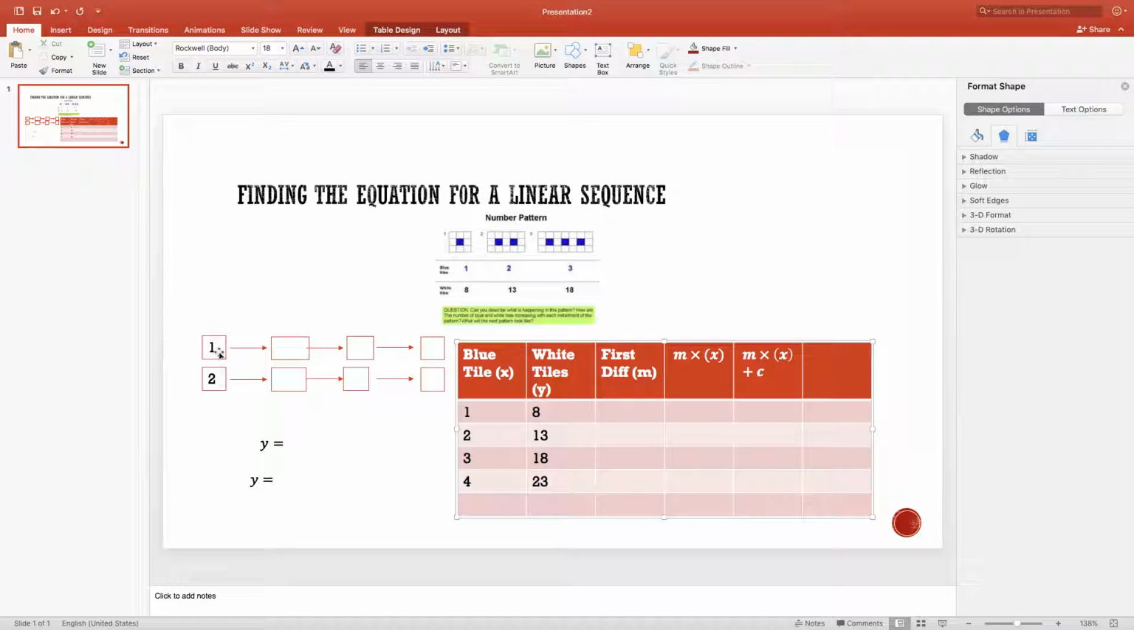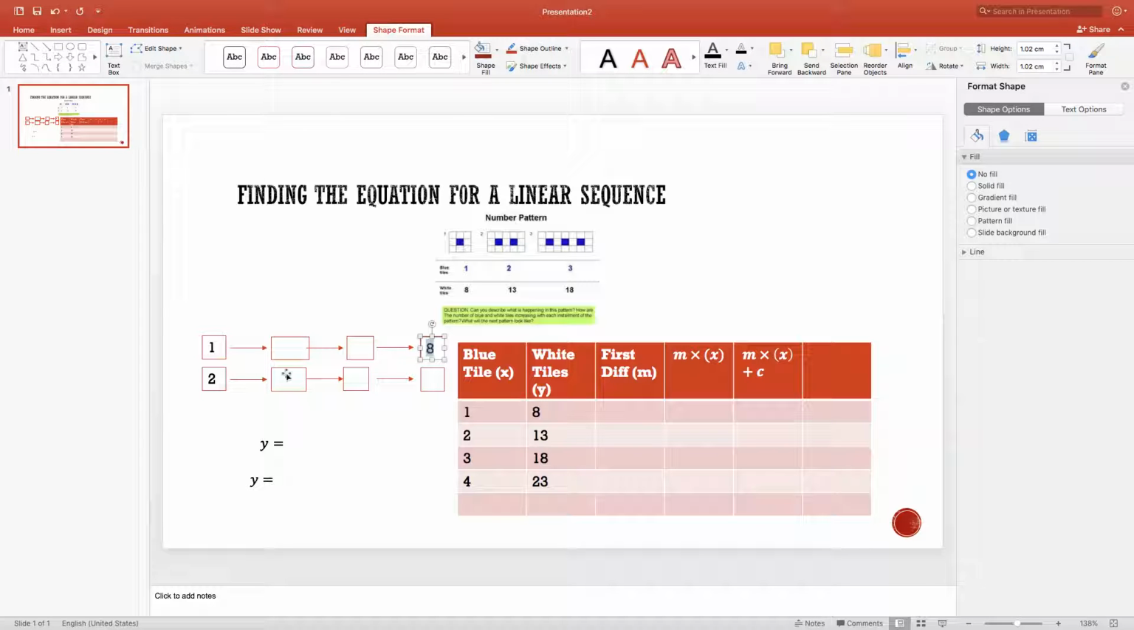So what I want to know is what is the process that takes the number of blue tiles and maps it onto the number of white tiles. So what do I have to do to one blue tile to get 8 white tiles? What do I have to do to 2 blue tiles to get it to 13 tiles? And the way to do this is to use your table of differences and calculate the first difference.